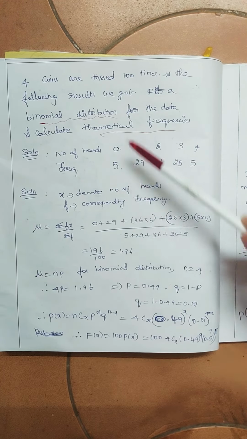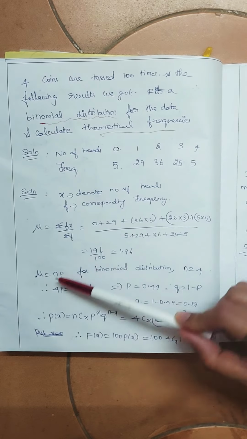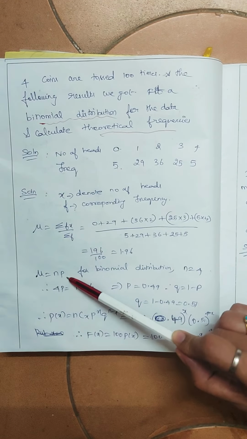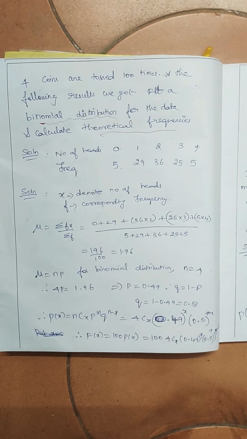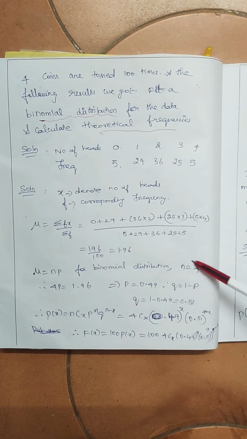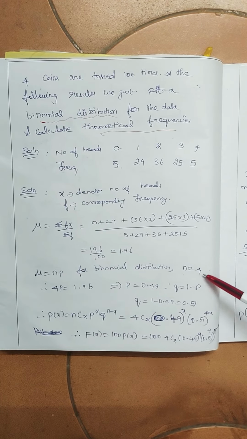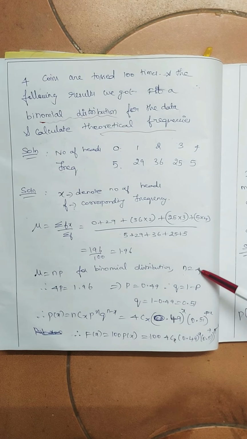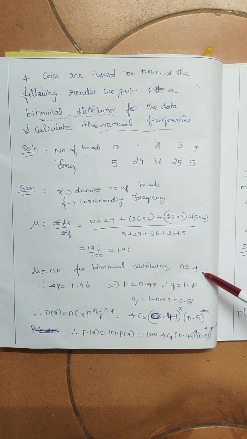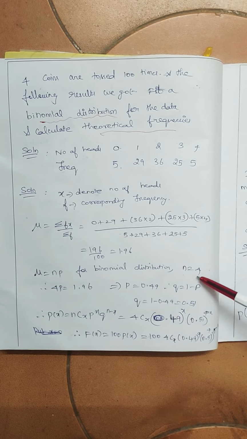Since they have given that it's a binomial distribution, I am writing mean mu is equal to np. Even for Poisson, we can use this formula because Poisson is an extension of binomial only. How many coins are we tossing? 4 coins. Don't write 100 here. We are tossing only 4 coins, but we are repeating it 100 times. So n is equal to 4 here. So here you have to be careful. Don't make a mistake.